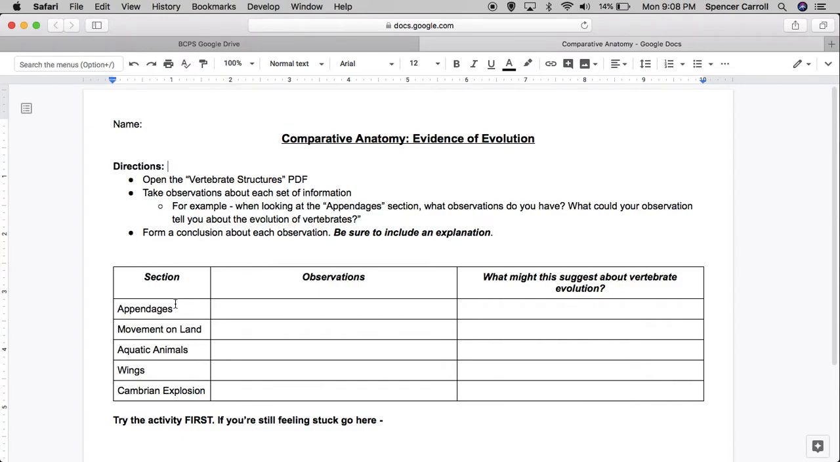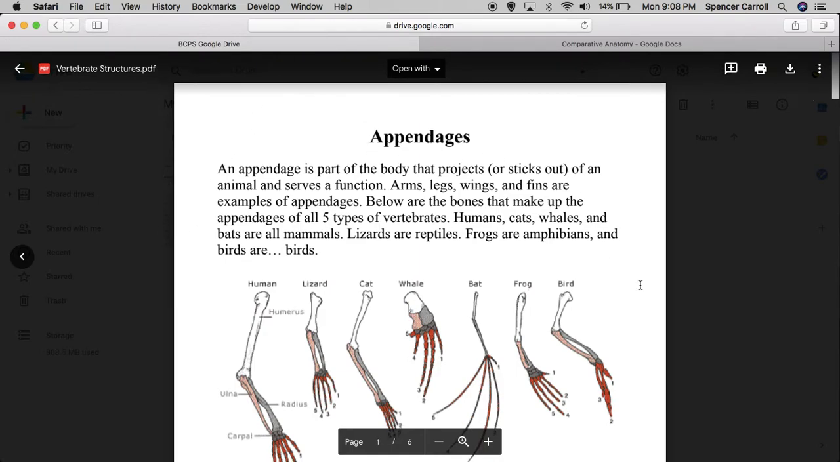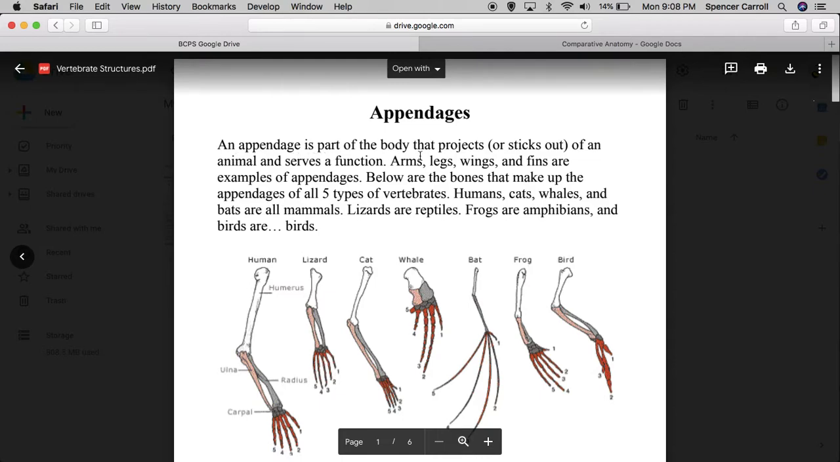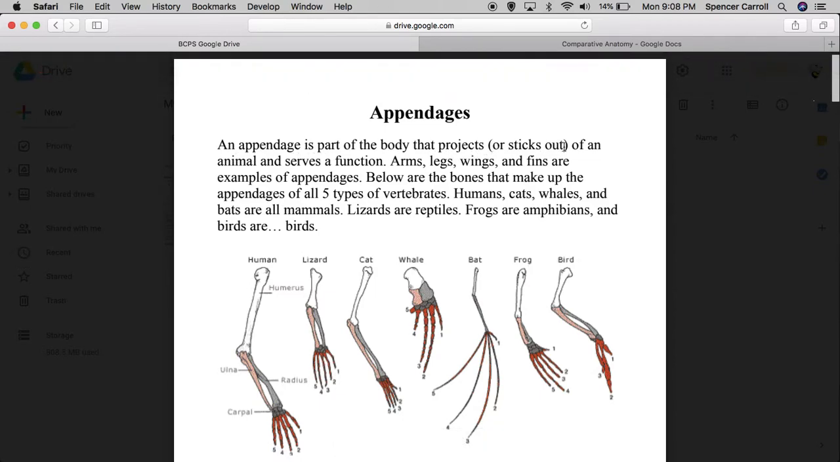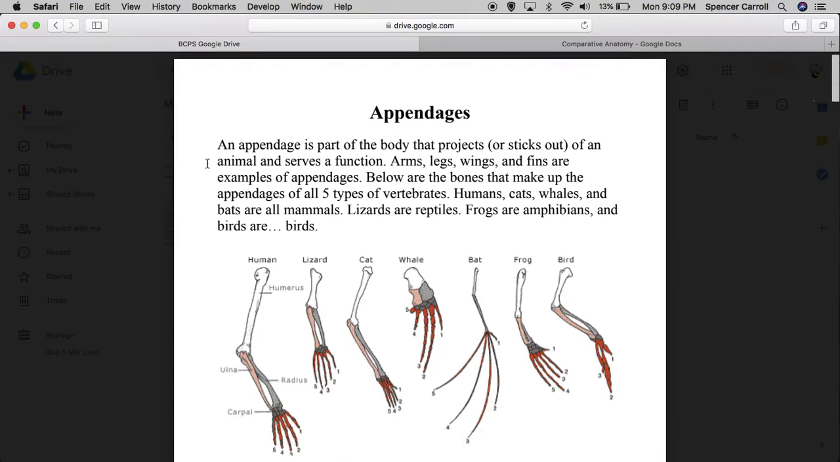So again, back here, I'm going to be going through the 5 sections, jotting down observations, and then thinking about what that could tell me about evolution of vertebrates. Let's do the first section together. First section is just called appendages. Remember, that's things that are stuck on your body, arms or legs or wings. An appendage is a part of the body that projects or sticks out of an animal and serves a function. Arms, legs, wings, and fins are examples of appendages.